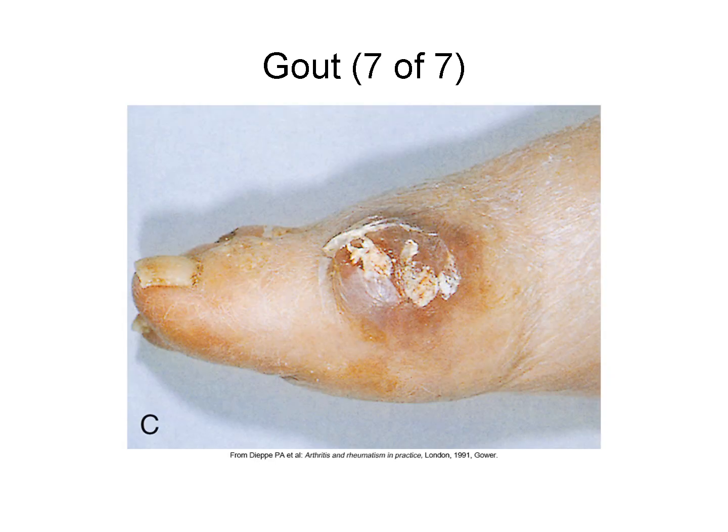This image shows tophi forming around the joints, chalky deposits of uric acid crystals. These deposits are visible under the skin and can be disfiguring. Early intervention with uric acid-lowering drugs, such as allopurinol, can prevent this progression. Managing dietary triggers and comorbidities is also essential.